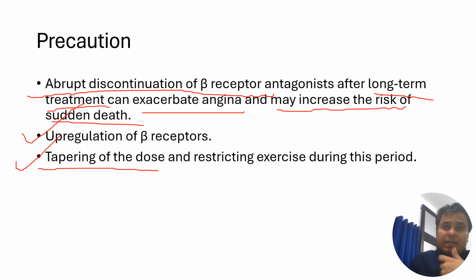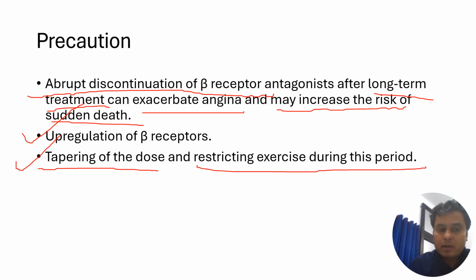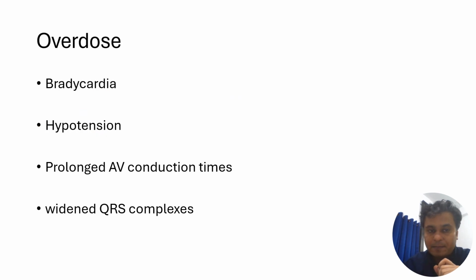as we all know, beta receptors have upregulated, they have become more sensitive. So the patient should be told not to exercise, because exercise will increase the sympathetic activity and increase the catecholamine levels. So again, restricting exercise during this period is essential. So what is the precaution? The precaution is to taper the dose gradually, and tell the patient not to exercise during this period.